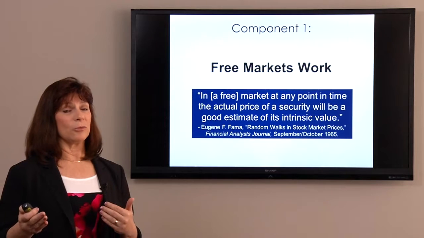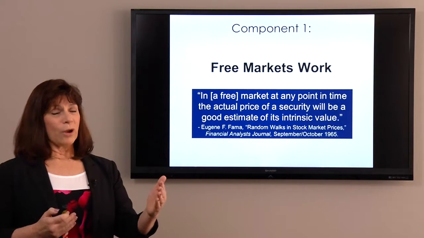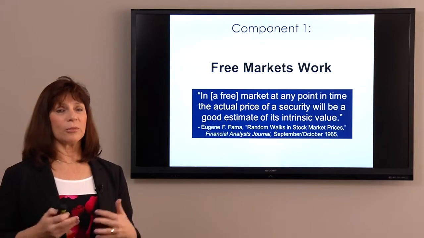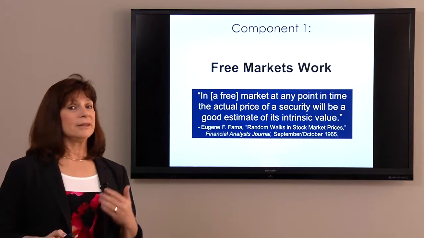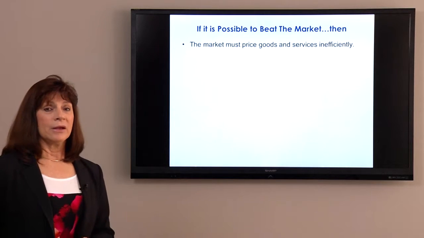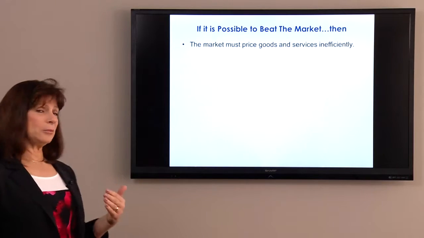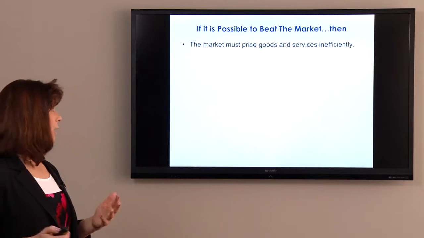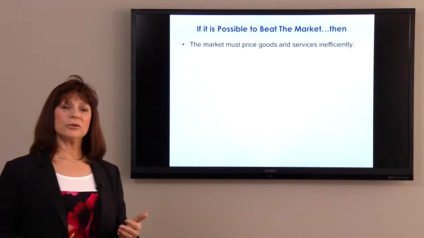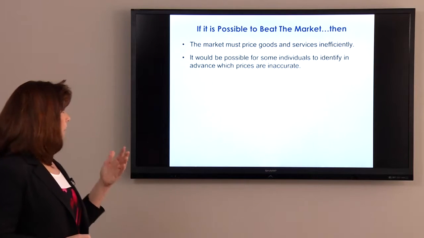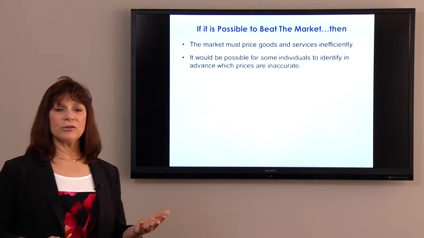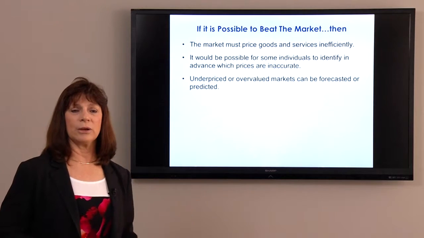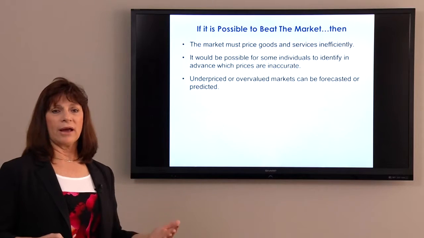If you think about it in terms of your house, you could have sold your house for a lot more in 2006 than you could in 2008. The market determined what that price was typically. It's the same thing in stocks. So if it's possible to beat the market, like the financial media would have you think, then the market must price goods and services inefficiently. It would be possible for somebody to identify those inefficiencies in advance and then predict the price, or say that the price was inaccurate and plan for that.